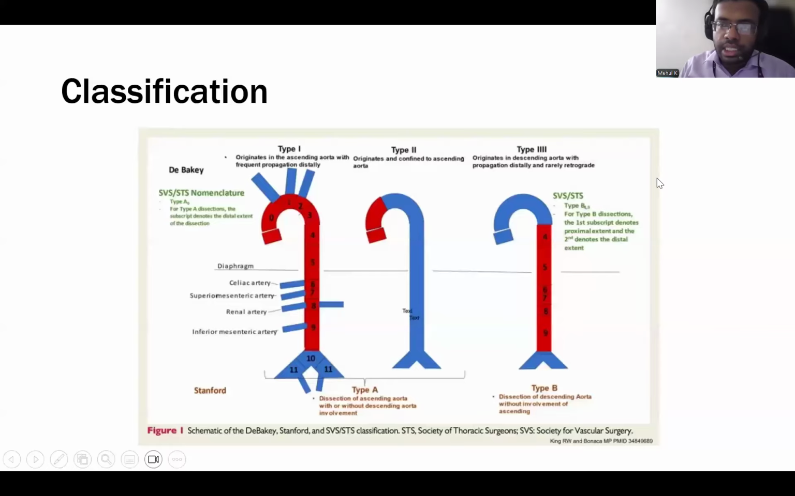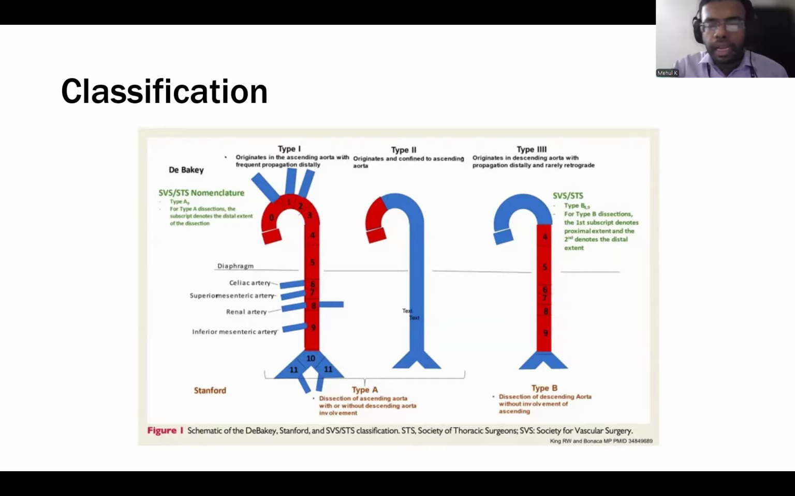So there are classifications. There's a DeBakey classification and a Stanford classification. You have DeBakey types 1, 2, and 3. DeBakey 1 is basically a dissection involving both the ascending and the descending aorta. Type 2 is basically confined to the ascending aorta, whereas type 3 is basically only the descending aorta distal to the left subclavian. So that is type 1, 2, and 3.